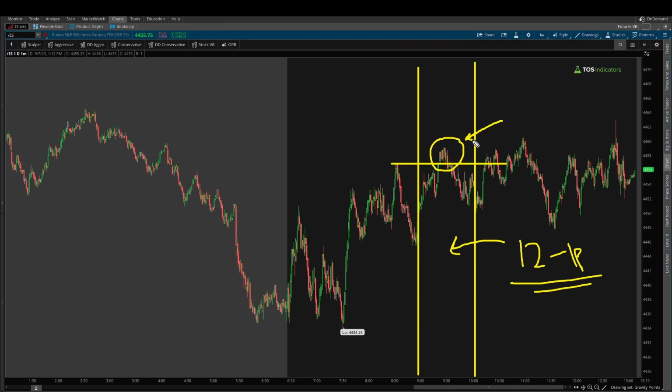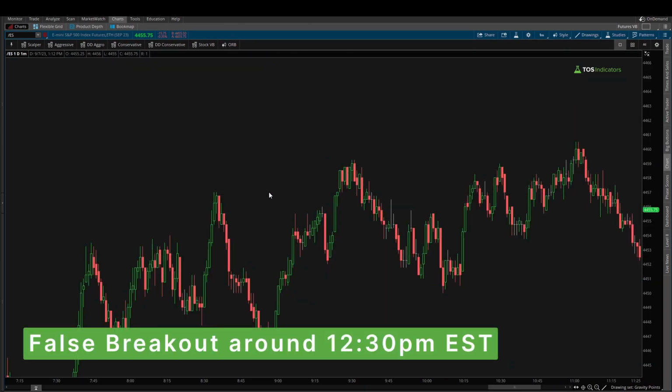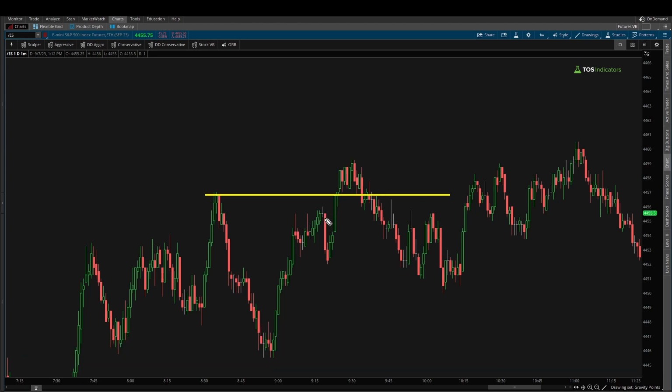Take a look at this example right here. This was an example of a false breakout inside of the S&P 500 during the lunchtime hour. We break above our previous high, but very quickly you can see price action reverses with sellers coming right back into play. This looks almost like it was designed to trap buyers to the long side.